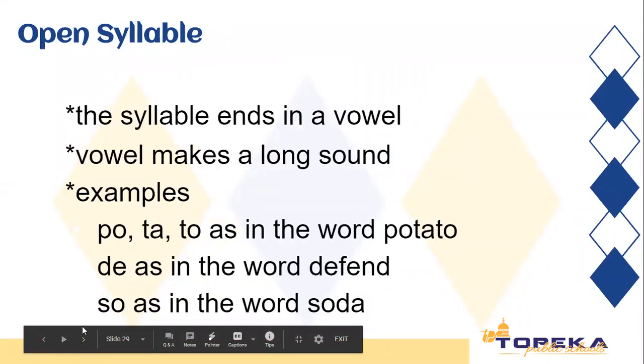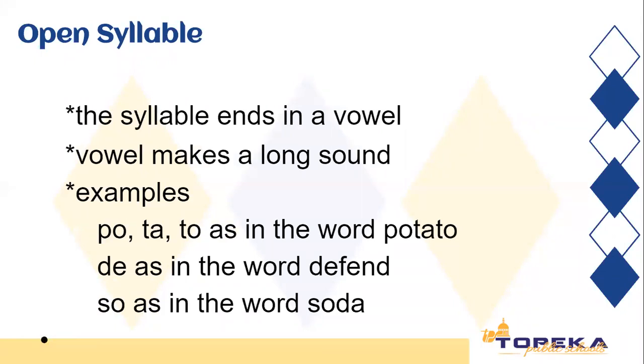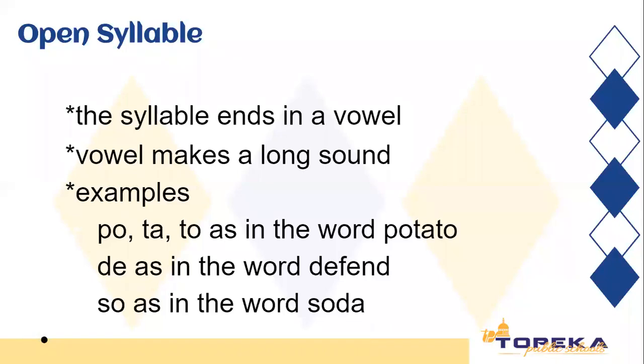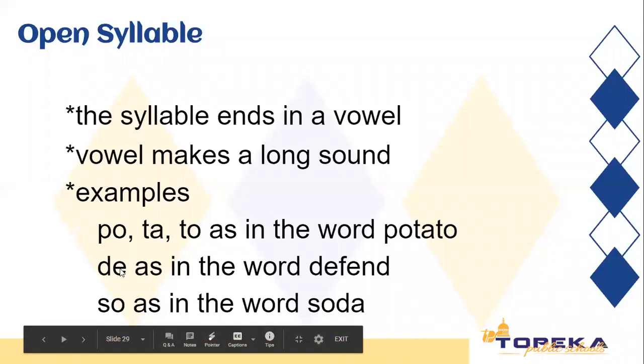An open syllable is a syllable that ends in a vowel and always makes a long vowel sound. The breath can continue on. So for example, if I look at potato, po, ta, to, there are 3 open syllables. And notice that if I say po, the long O can go on until I'm out of breath. That is another sign of an open syllable. The D-E in the word defend, and the S-O in the word soda are open syllables.